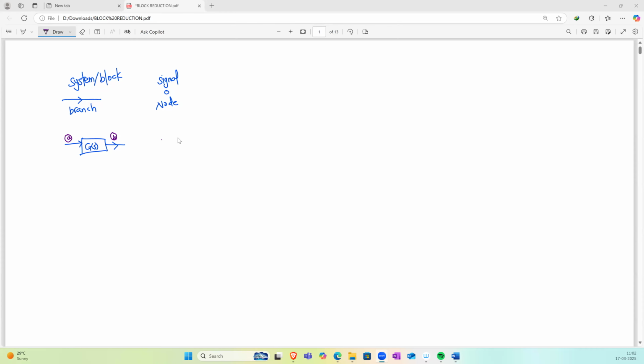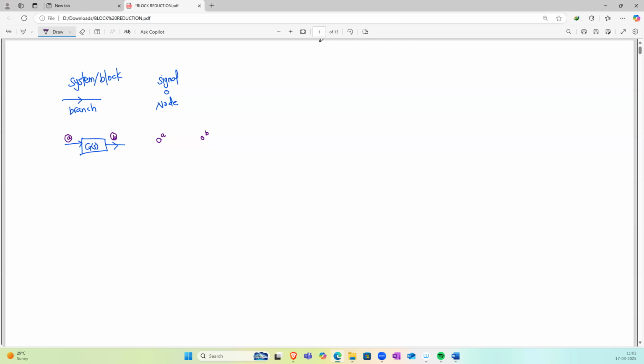Okay, so this is a signal, this is a signal. So how are we going to represent it here? Like I said, signals are always represented by a node. So the first thing you do is to draw a node here, and then another node here. And then always make sure to label your signals. So this node belongs to signal A, and that node belongs to signal B.